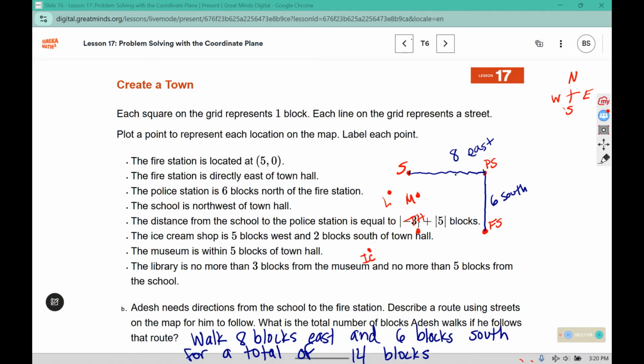You could also phrase it as he can walk from the school to the police station, and then from the police station to the fire station, which would get him in the same route, still 14 blocks.